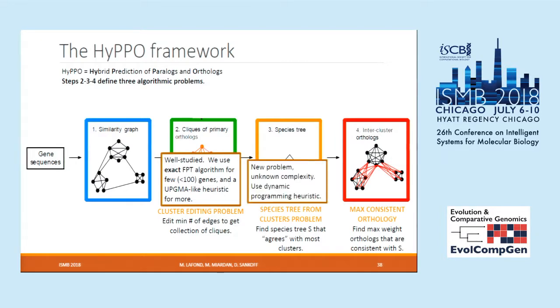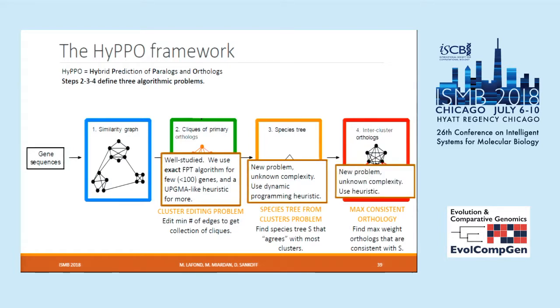So yeah, cluster editing. For the species tree, here what we want to do is we want to just use this information from step 2. We have cliques of orthologs, pairwise orthologs, and we want to use that to reconstruct a species tree. And the problem here is to find a species tree that agrees the most with the clusters that we have. I don't have time to define what agrees means, but that's a new algorithmic problem. I don't know if it's NP-hard. We just use a dynamic programming heuristic for this problem. So look at the paper if you like these types of algorithms.